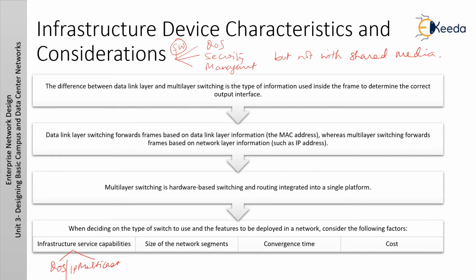Infrastructure device characteristics and considerations. Network and user devices are commonly connected using switch technology rather than shared media segments. Switch technology provides dedicated network bandwidth for each device on the network. A switched network can support network infrastructure services such as quality of service, security, and management. So these are very important things, but in the case of shared media, they are not there. So we always use switched media infrastructure.